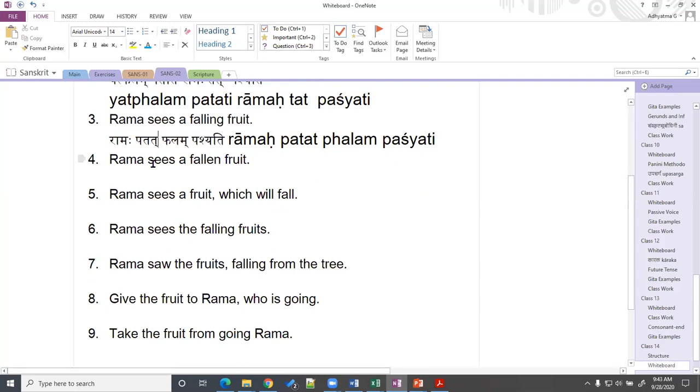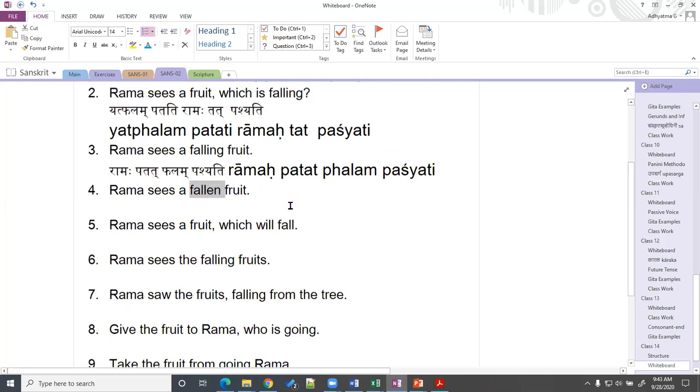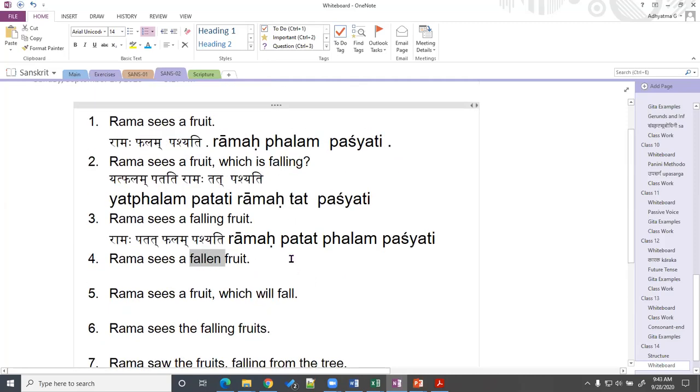If you look at sentence number 4, Rama sees a fallen fruit, not a falling fruit. So this is the past participle, not a present participle. We will study the past participle in another class, but I just wanted to show you the difference. Falling fruit: the present participle tells you the action is in progress. It hasn't completed. While when we use the past participle, that means the action is already completed. So here the fruit is falling when Rama sees it. Here the fruit has fallen, the action of falling is completed, and Rama sees that fruit.